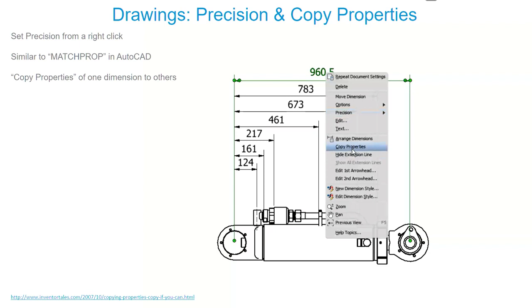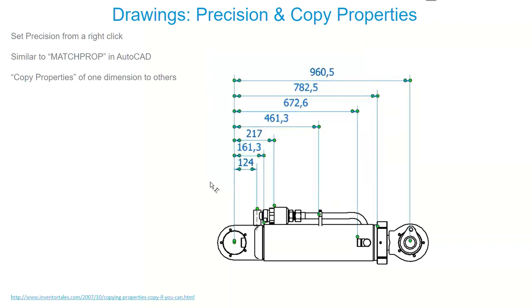But the cool thing is you can right-click and go Copy Properties. And you'll see that I can then drag a box over all of those other dimensions, and anything that had that additional comma value available is instantly painted. So for AutoCAD users, it's kind of like a match properties, but for Inventor.